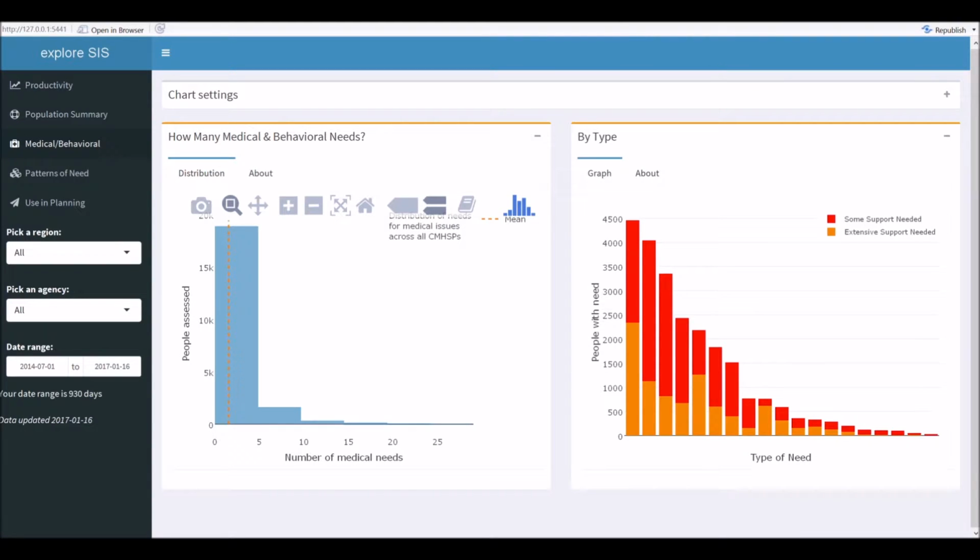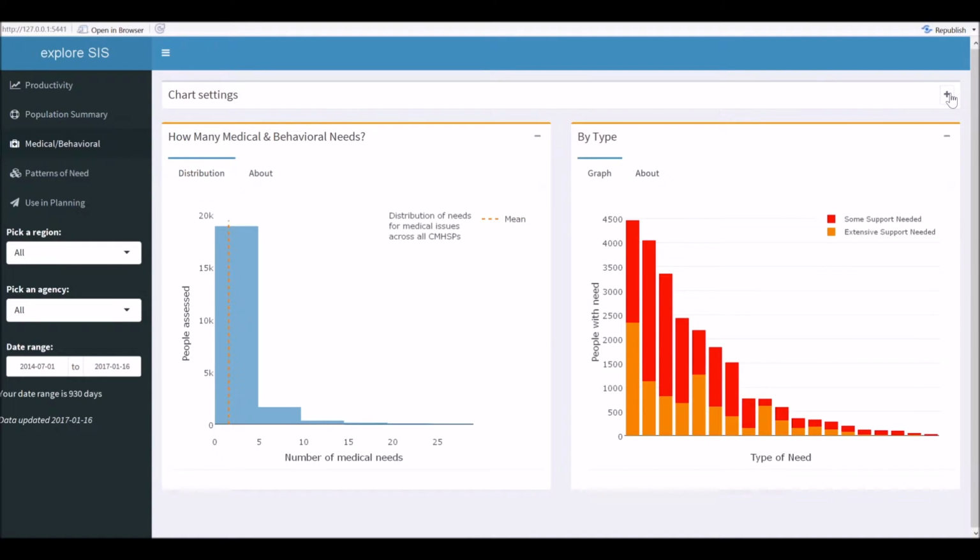Next, we'll be looking at the medical and behavioral page, which is the third one down if you look in the sidebar. This page is relatively simple, so this one should actually go pretty quick. You'll see, as we saw in the population summary page, that on the left-hand side we have a histogram, whereas the other histogram showed that we were much closer to a normal distribution where most people assessed have scores somewhere in the middle, here we're not looking at scores on an assessment, we're looking at the number of needs that are present.